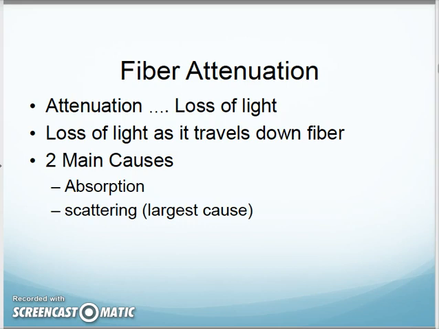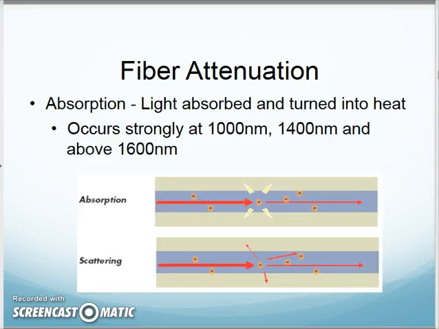Attenuation can happen going down through the fiber anyway, and the two main causes of attenuation, or loss of light as a signal travels down a fiber optic, are absorption or scattering, with scattering being the largest cause. But let's talk absorption first.